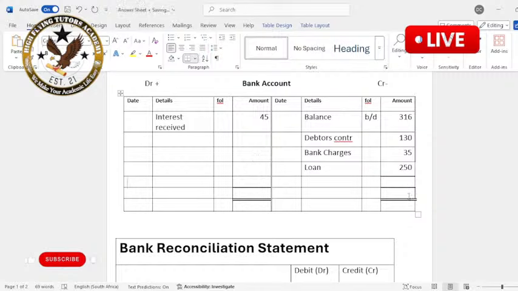Just tell me the answer. How much is the answer? Please give me the answer for the credit side. So it's 781. I see someone got 781. Others, how much are you getting? How much are you getting?